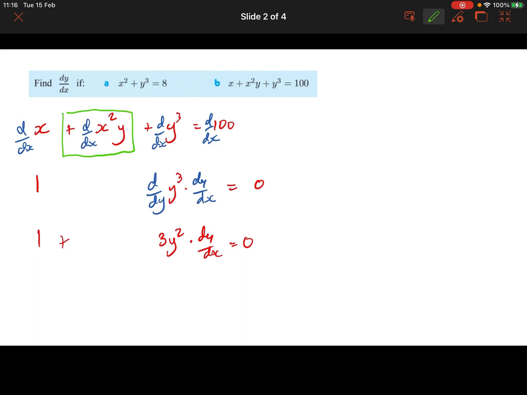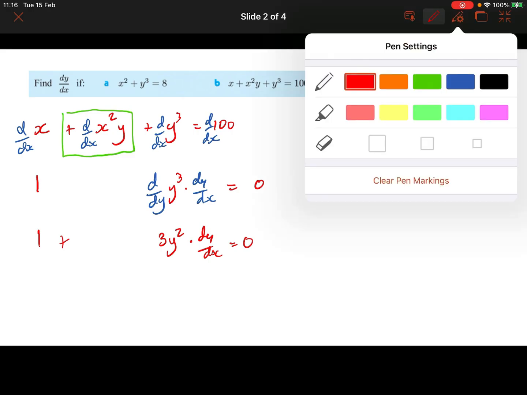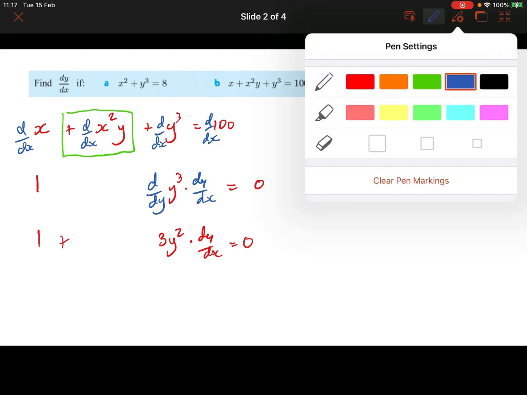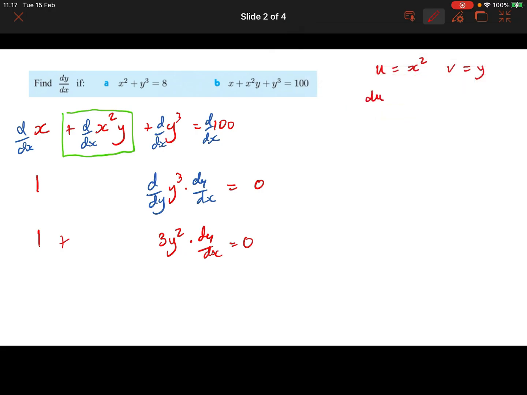How am I going to do that? Well, what I need to use there is the product rule. I'm going to use Newtonian notation here. I think it's the easiest way to do it with this particular problem. I'm going to let u equal x squared, and v equal y. Then I'm going to differentiate each of these with respect to x. So this is du/dx. That's easy, that's 2x.